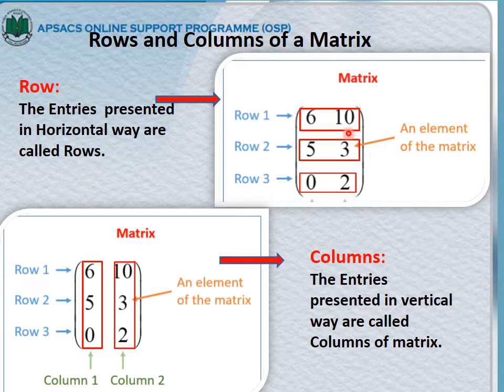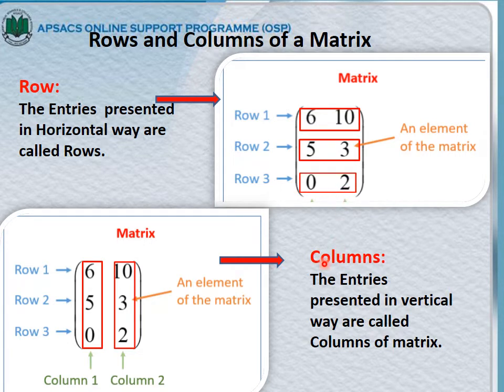This is the example. You can see these are the entries, and if we arrange them horizontally, you can see first horizontal line, second and third. These are called rows of a matrix, and these are the elements of the matrix. How many rows are there? 1, 2 and 3.